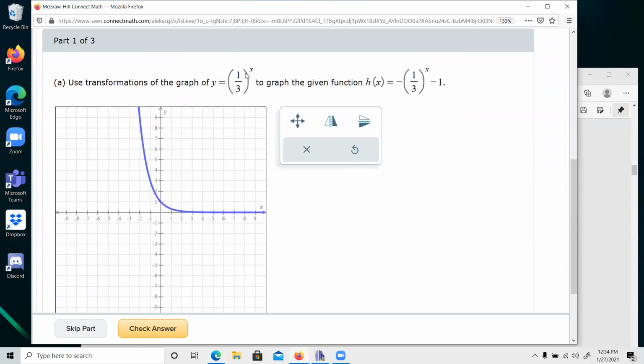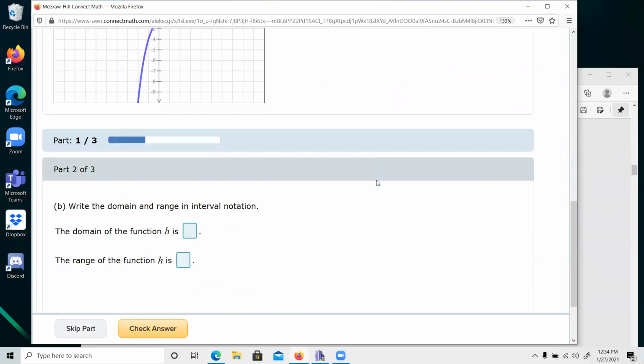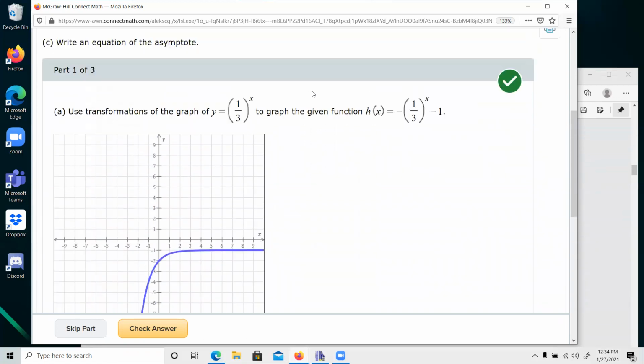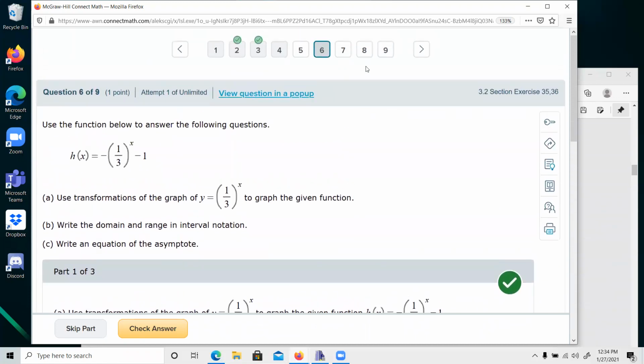So 1/3 to the x, well, the first thing we could do is flip it, right? Because that's what this negative here is doing, it's flipping it. And then we're going to pick it up and move it down 1. And that's what this should be looking like. And in domain and range, again, you pull that off of the graph. You could do that.